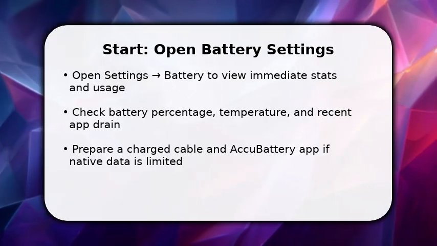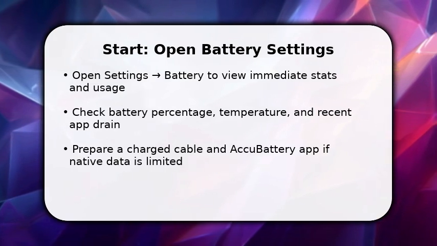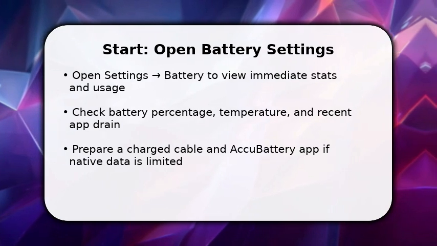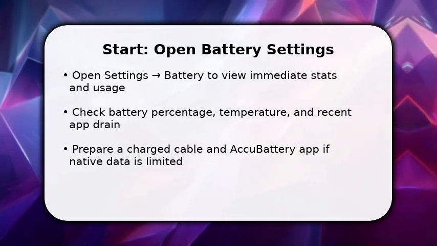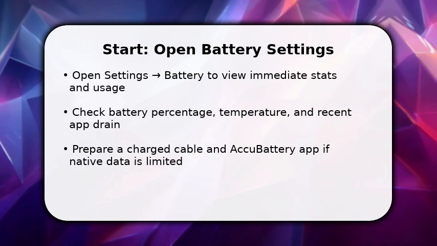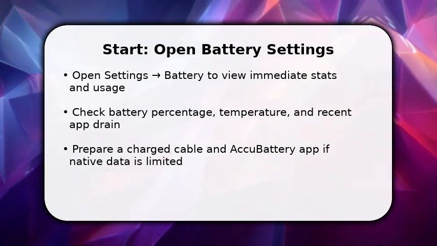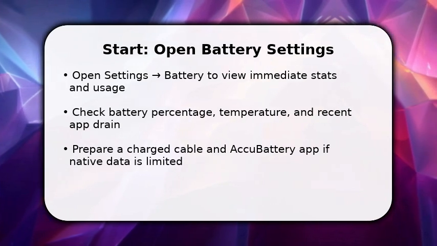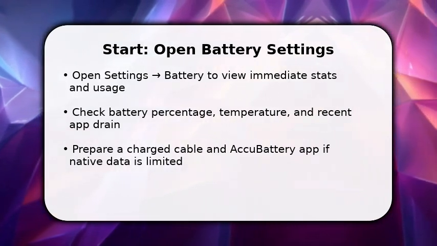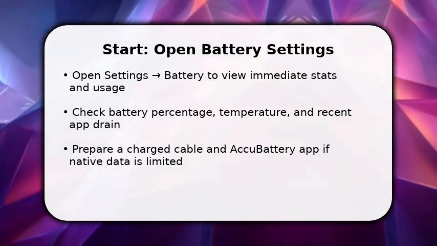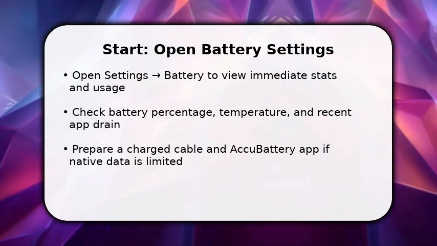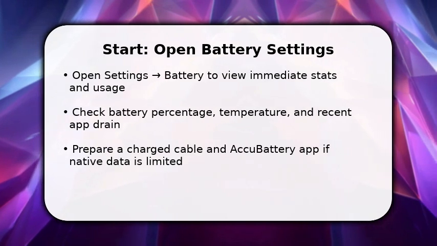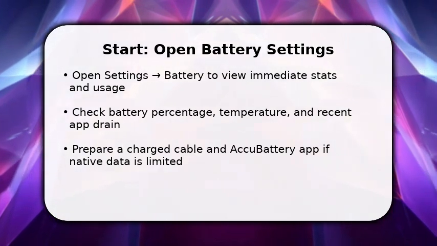You begin by opening settings and tapping battery so you can see live numbers. This gives an immediate snapshot of percentage, temperature, and top drainers. Once done, note any apps using disproportionate power and make sure to plug in a reliable cable if you plan to run a diagnostic. If Realme's built-in view lacks detail, install a Qoo battery now. It records discharge curves and estimated capacity, so you can compare measured milliampere hours versus the rated capacity.